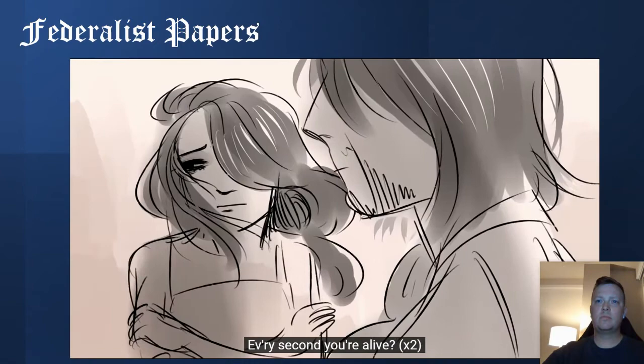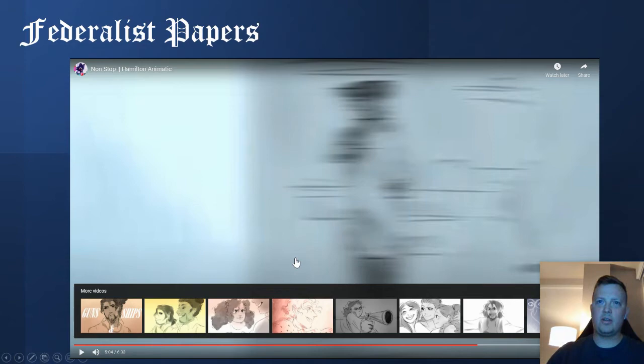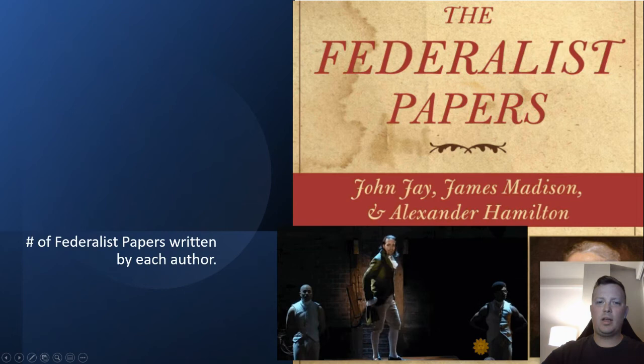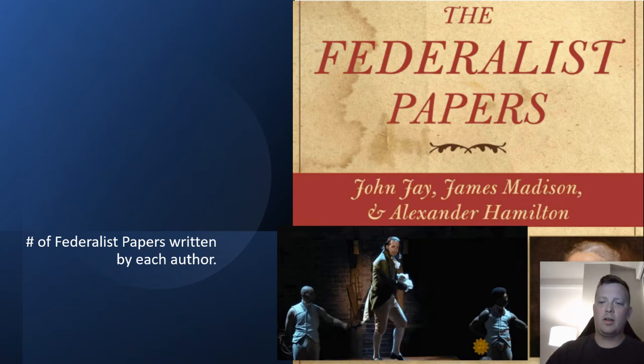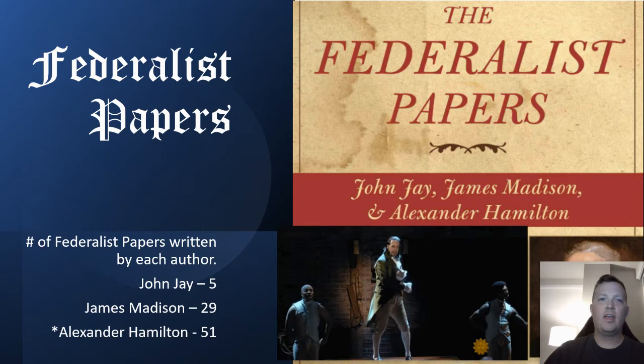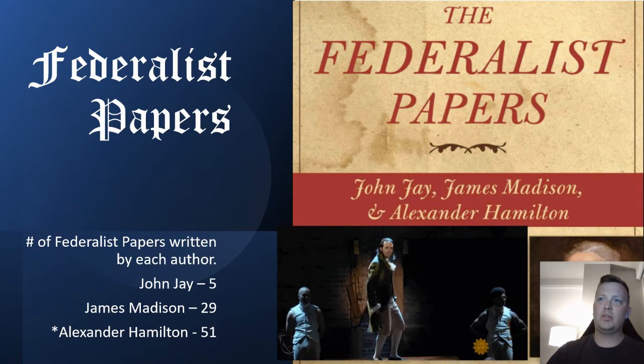All right, so moving on, as you can tell by the video there, there were 85 Federalist Papers written. John Jay wrote 5, James Madison 29, and Alexander Hamilton a whopping 51 of these essays, defending the Constitution, trying to rally people to support it. So impressive work.